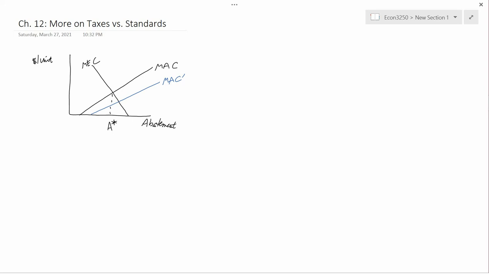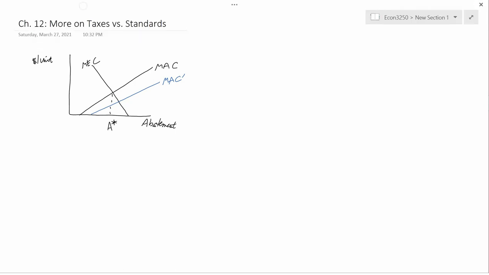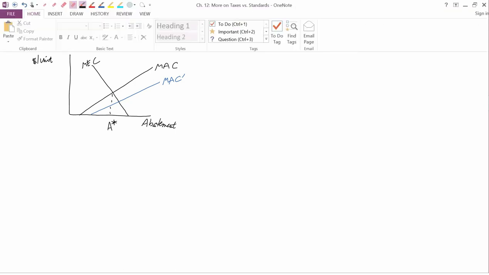But if the point of the government is to ensure that the socially optimal level of abatement is undertaken, then when the MAC curve goes down because abatement now has become cheaper, a star is going to go up.